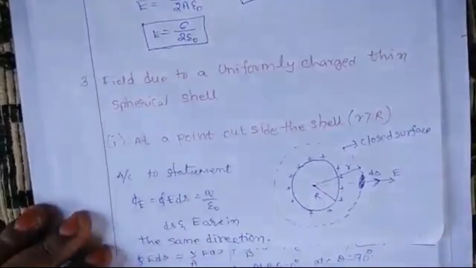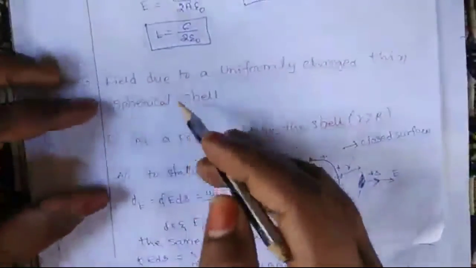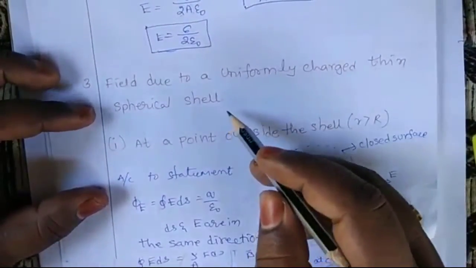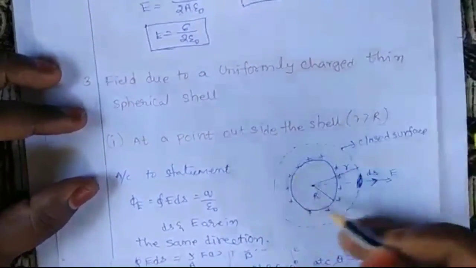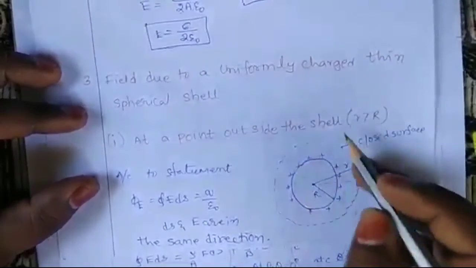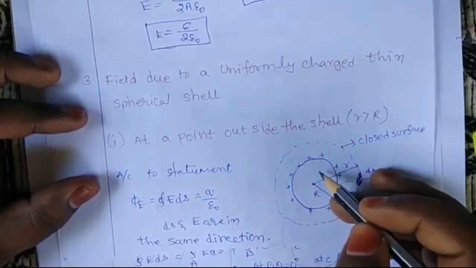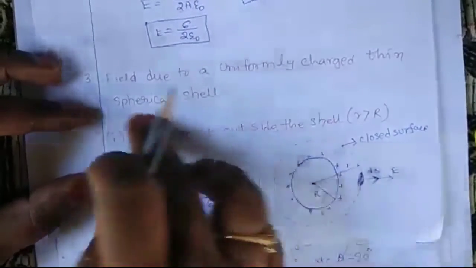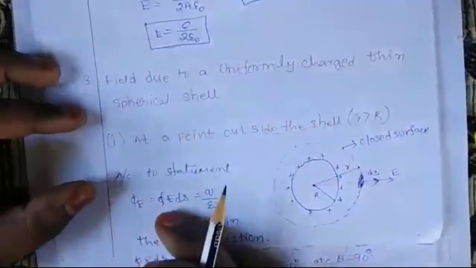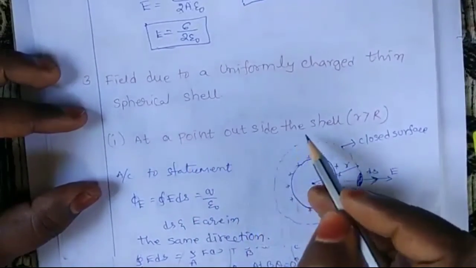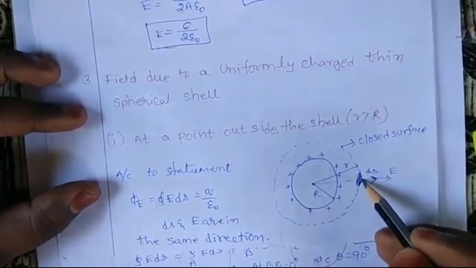Coming to the third application: field due to a uniformly charged thin spherical shell. Here we can take one spherical shell, which is a spherical surface. In this case we can have three parts. The first one is at a point outside the shell. Here we can consider one point.